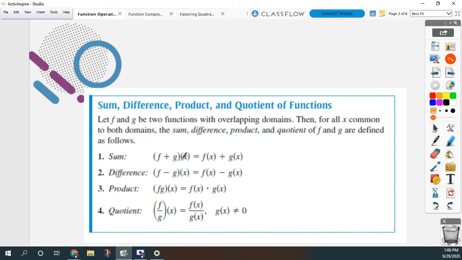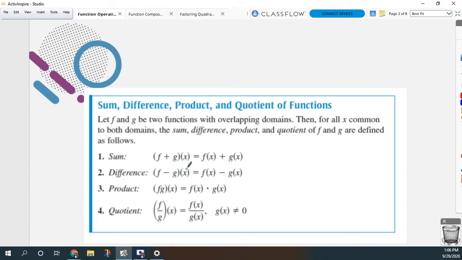So if I want to add or find the sum of two functions, I can just add them separately. Same thing goes for subtraction, multiplication, and division. The only thing we have to worry about is with our division, we need to make sure that our denominator does not equal 0.